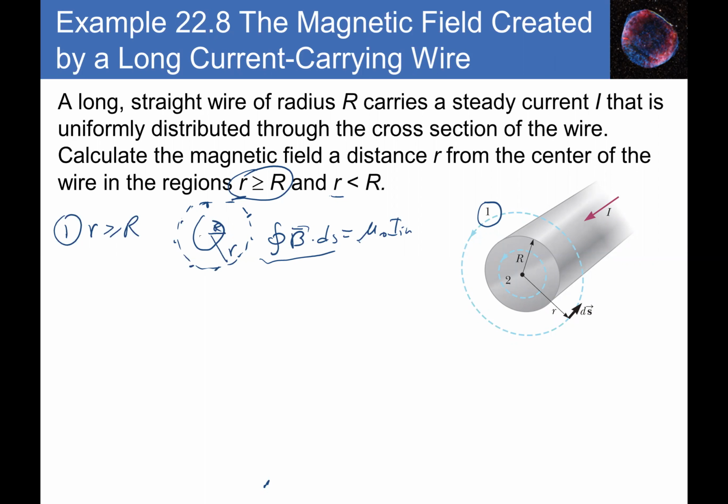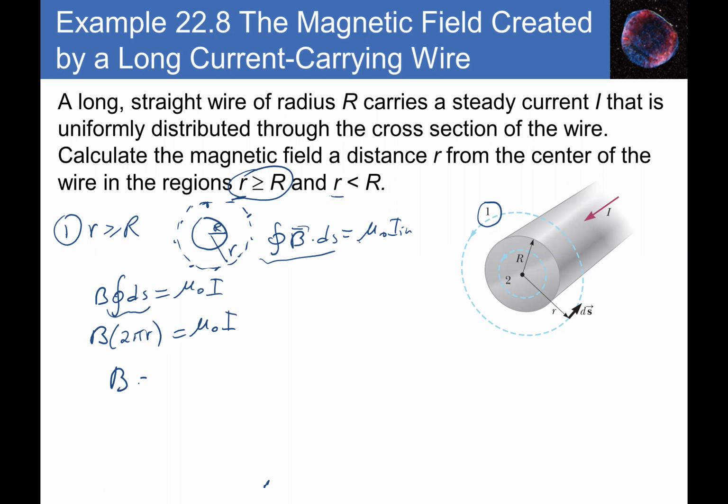What I can do then is say that the magnetic field is constant, so I can remove it from the integral and just have the integral of B ds. And this is equal to mu naught times I. So then B ds becomes B, and this integral gives me nothing but 2 pi R. And this is equal to mu naught times the current.